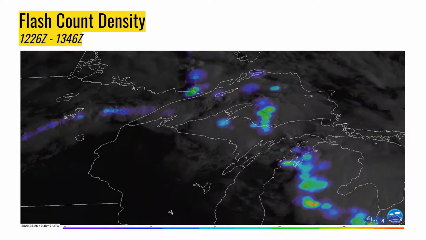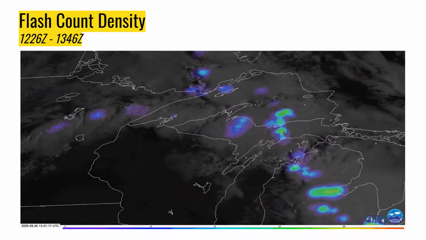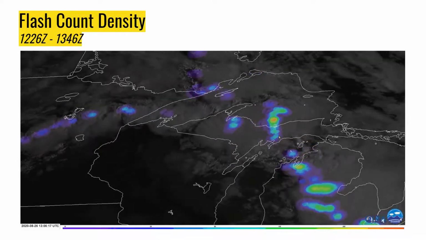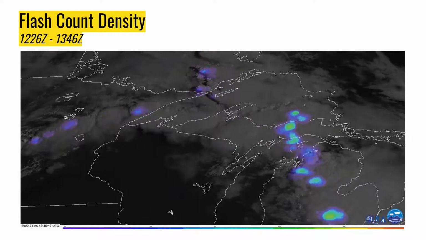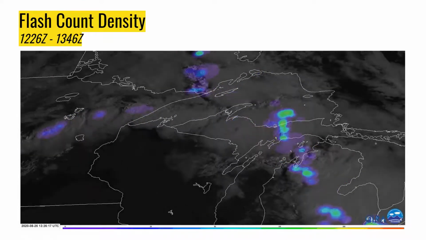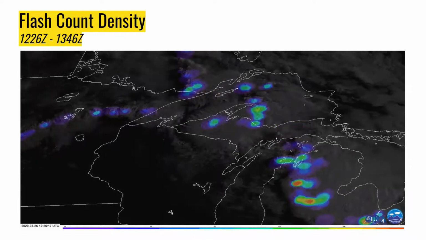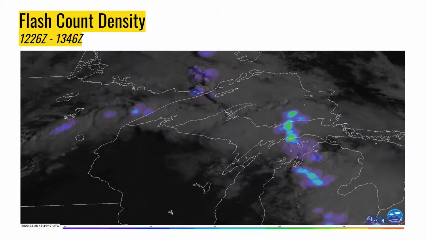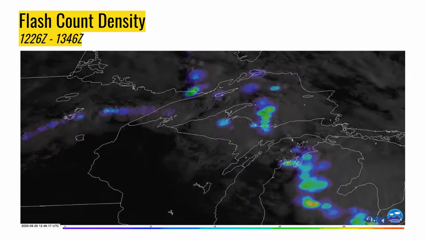A little bit more visible on this flash count density product. It's not as in your face, so to speak. It's not that bright red that's really sticking out to you. But again, if you have somebody who is analyzing this information, a mesoanalyst that's looking at this GLM data, you'll definitely be able to see that there is an uptick in lightning activity just before that nickel size hail fell.